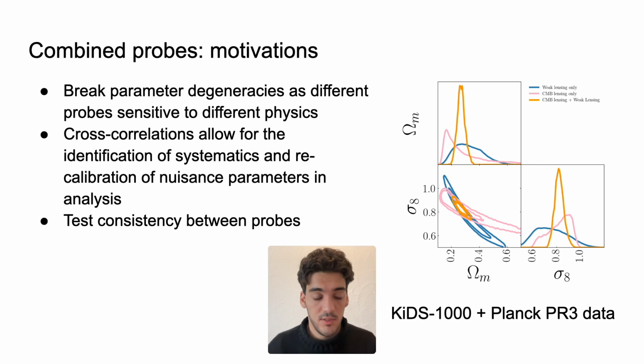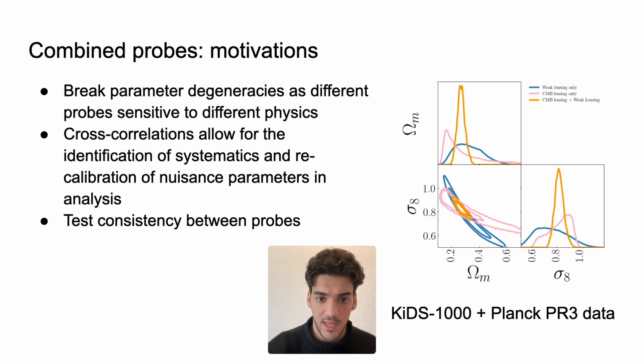Okay, so let's quickly talk about the motivations for combining different probes together. As you might know, one of the primary motivations is that you can break degeneracies by adding different probes together. The point here is that different probes are sensitive to different physical processes, and this means that they're sensitive to the parameters of our underlying cosmological models in different ways. And that means that when we combine them, we can break these degeneracies and derive strong constraints.